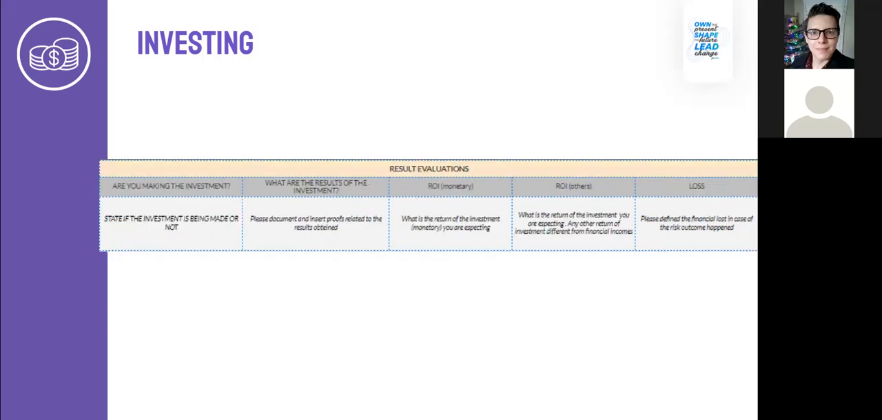And finally, we have the results of the evaluation. In this case, you are going to decide, are you making the investment, yes or no? If you place no, then you don't have to follow any other step. You just stop there. But if you say yes, then you have to place, if you did the investment, what were the results of the investment? You have to place a proof, something that shows this was the result.